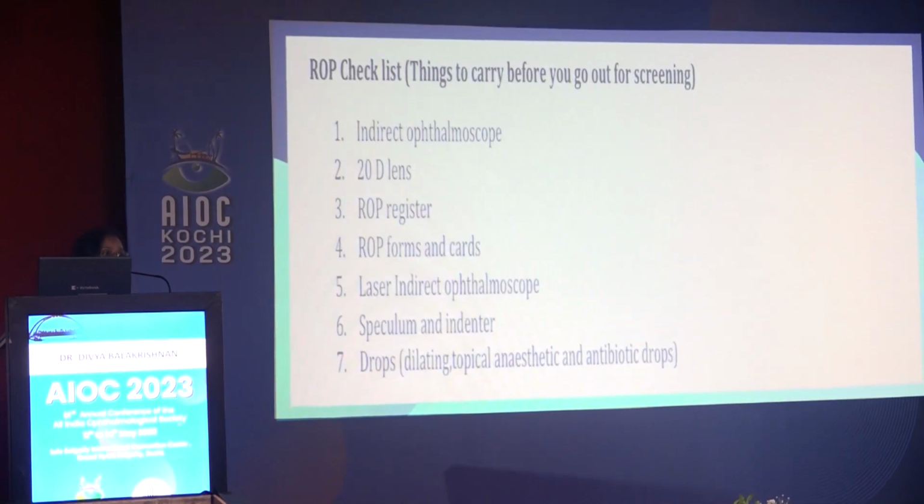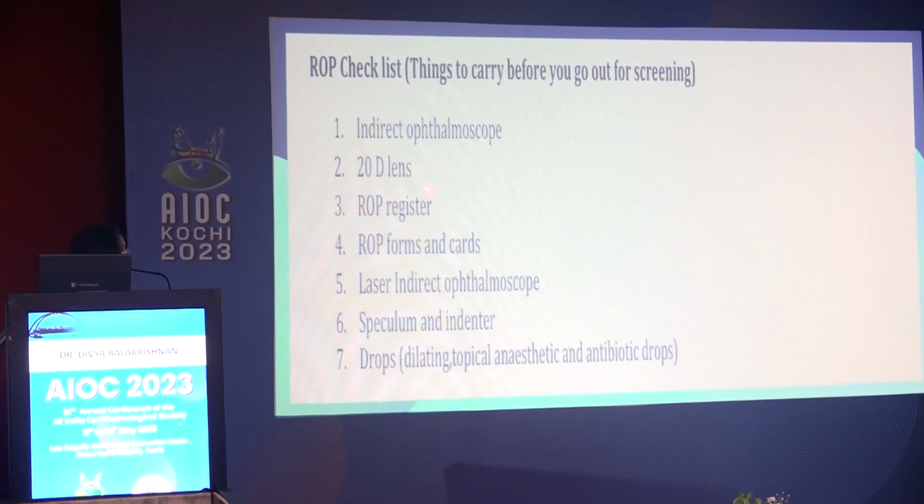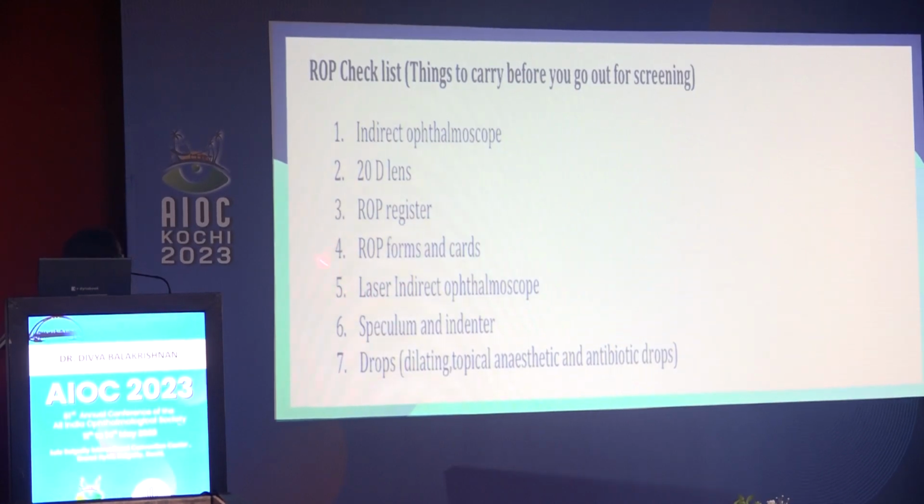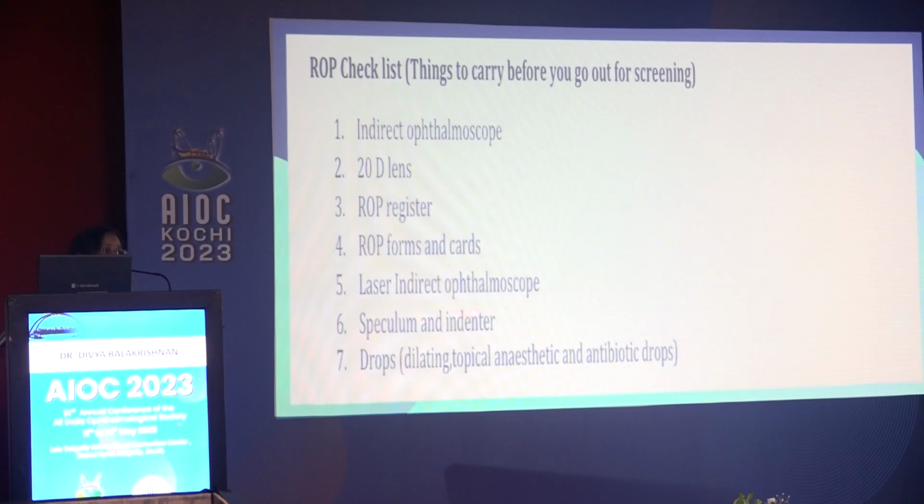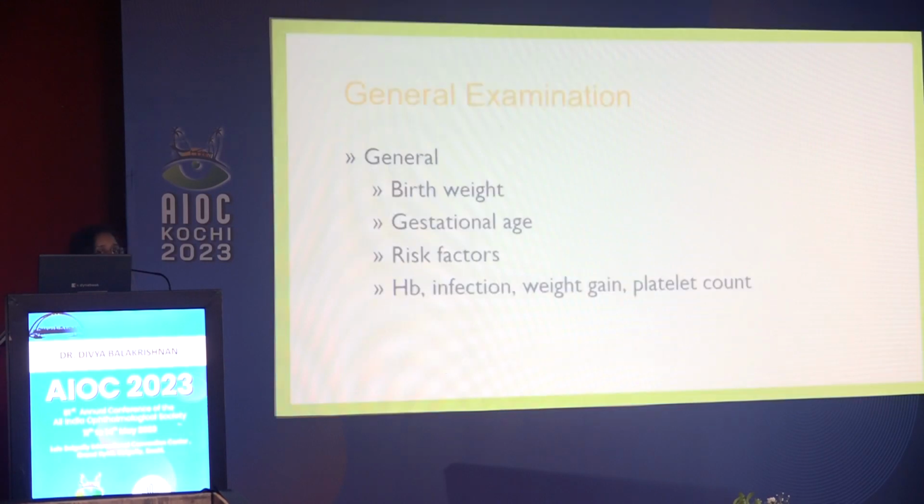And when you go for a screening, you should have all these equipment: an indirect ophthalmoscope, a 28D or a 20D lens. You should have an ROP card to document the findings and to give the babies as a reminder to come back for a checkup. And if needed for a laser, you should have a laser indirect ophthalmoscope, a speculum, an indenter, and the topical dilating drops and anesthetic drop.